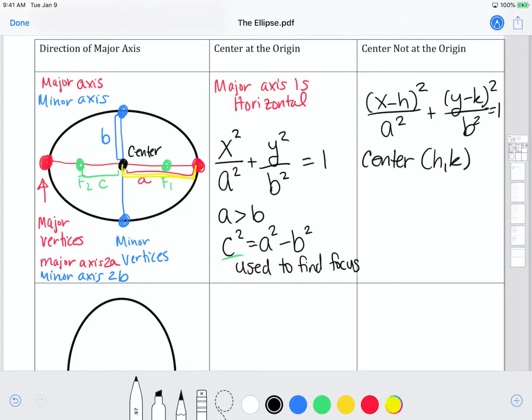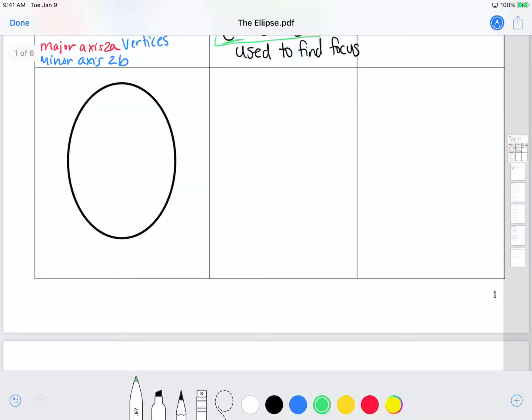You still use this formula here to find your value of C. You still have your A is bigger than B. Your graph is still going to look like the picture that I just drew. It's just that the center is not going to be at (0, 0) anymore. If your major axis is running vertically, meaning the longer axis is up and down, it's the same thing.